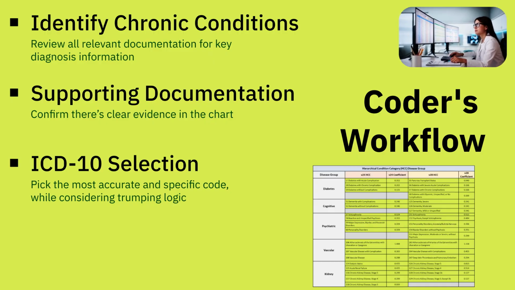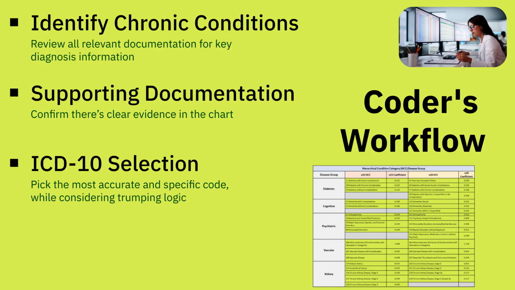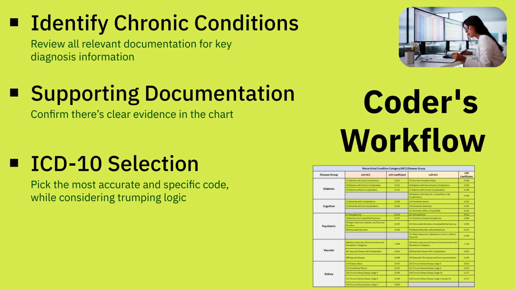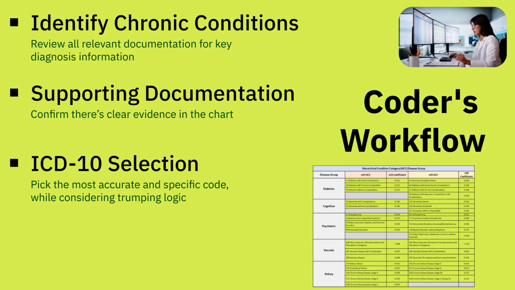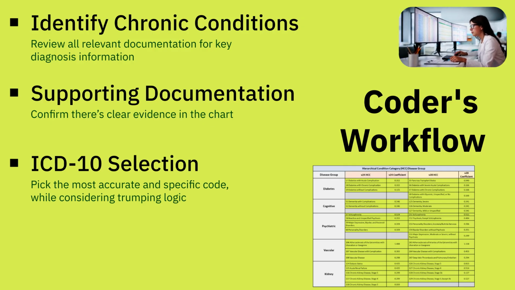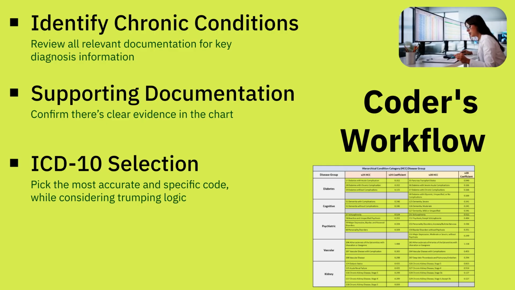Many conditions are hierarchical and can override each other. For instance, diabetes with complication replaces diabetes without complication, and some HCCs negate each other. After picking your ICD-10, use your HCC grouper. This ensures you've captured the highest weight HCC, avoided exclusions, and kept your coding compliant. Specificity and hierarchy make your work accurate, defensible, and valuable.